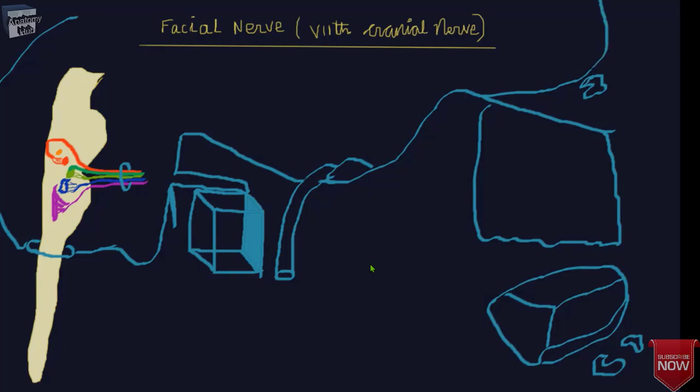Okay, now here we will see a ganglion. This ganglion is most important, that is the geniculate ganglion, related to the taste fibers. So taste fibers, they release over here.